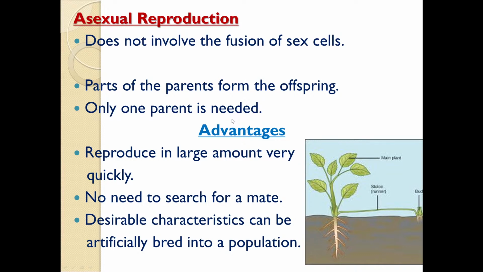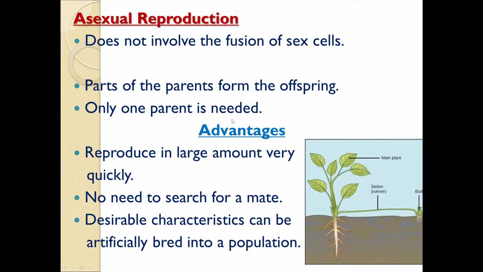The second advantage is that there's no need to search for a mate. If that plantain sucker decides to reproduce some more plantain suckers, there's not going to be any time spent for it to go and find another plantain sucker to reproduce with. It just reproduces on its own. So that's what they mean when they say there is no need to search for a mate.